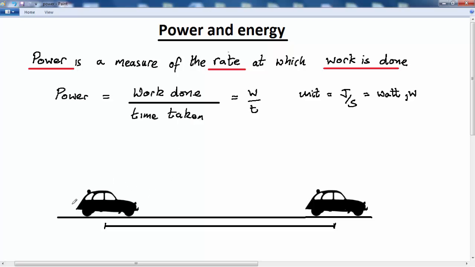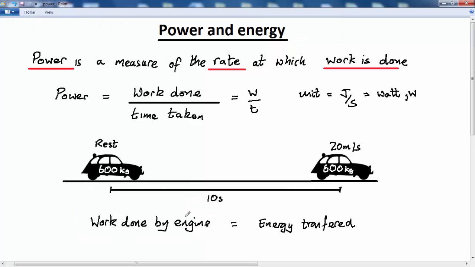So we can work out, for example, the power rating of this Citroen 2CV, this small car. Let's say that it has a mass of about 600 kilograms. I believe that is about right for a 2CV. Alright, 600 kilograms, and we started up from rest. That means that its initial kinetic energy is 0, and then after say 10 seconds it's travelling at 20 meters per second.